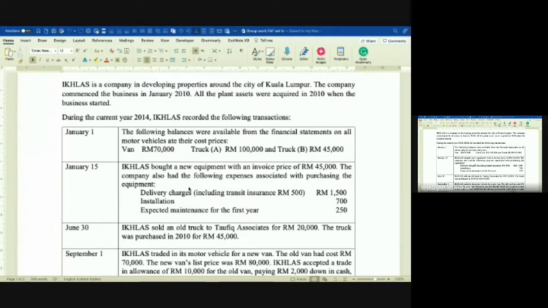IKHLAS is a company developing properties around the city of Kuala Lumpur. The company commenced the business in January 2010. All the plant assets were acquired in 2010 when the business started. So it means that they already have the assets earlier, yeah. And during the current year 2014, IKHLAS recorded the following transactions. January 1st, the following balances were available from the financial statement on all motor vehicles at their cost price. We have a van of 70,000, truck A 100,000 and truck B 45,000.